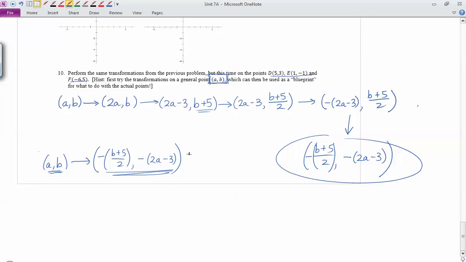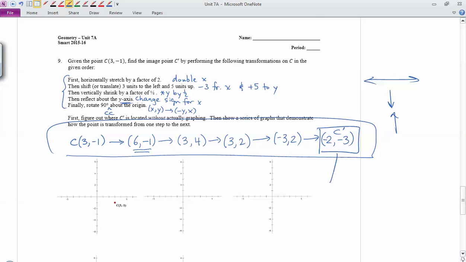So if I try it with (3, negative 1), a is 3, b is negative 1, and that's going to turn into negative (b plus 5) over 2, so negative (negative 1 plus 5) over 2, comma, negative (2a minus 3), which is 2 times 3 minus 3. If you work that out, this turns into negative, let's see, that'll be 4 over 2, so negative 2, comma, and then inside the parentheses here is 6 minus 3 with a negative in front, so negative 3. Well, that's what we got here.